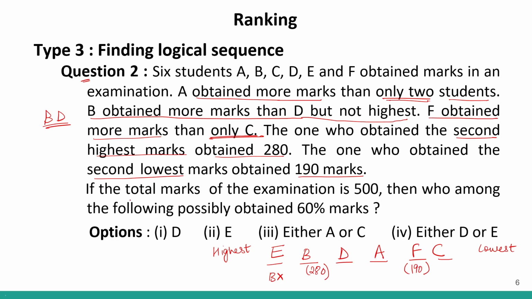The question says that if the total marks of the examination is 500, then who among the following possibly obtained 60% marks? So out of 500, what will be 60%? This will cancel. We will get 300. So basically, we have to find out who amongst the following can score 300 marks. Correct? So if B is scoring 280, E will score more than B. Rest everyone will score less than B. So E is the only person that can score more than B, that is 280. So E is the person who can score 300 marks. Correct? So my answer will be option number 2, E.